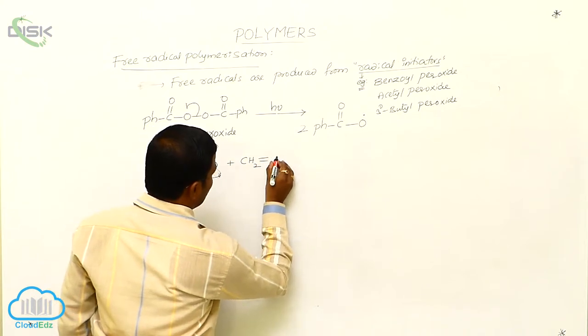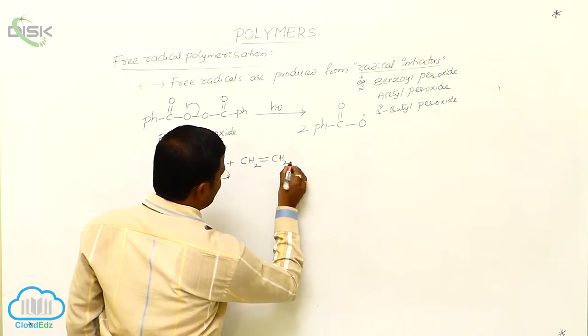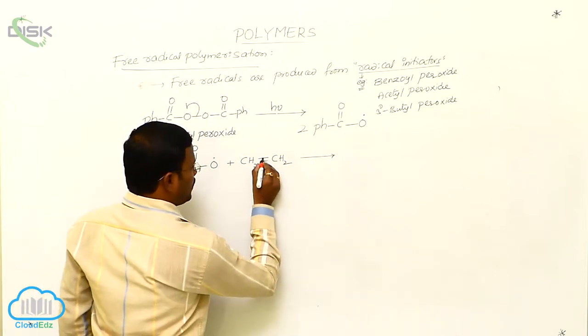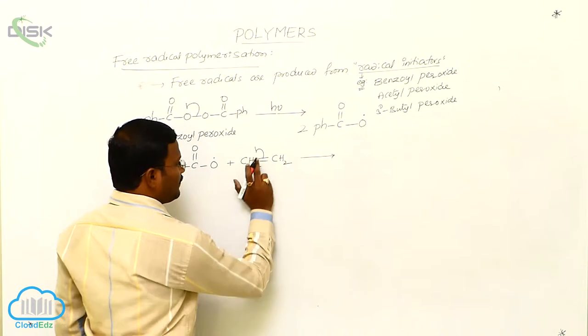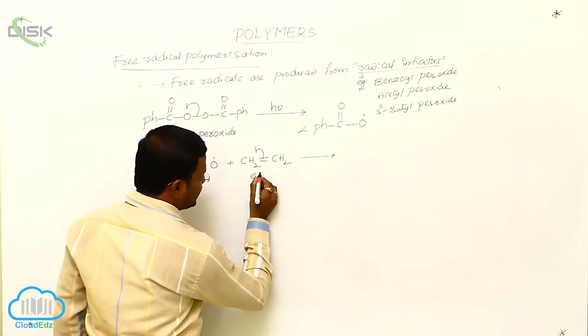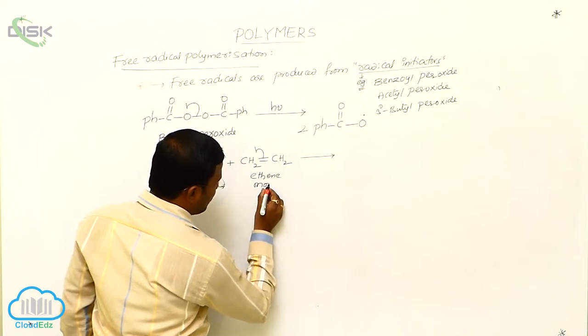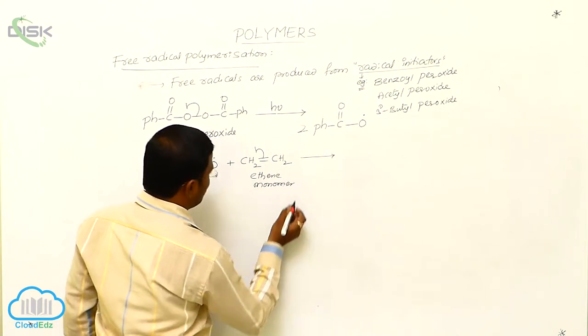Here, the formed benzoyloxy radical, PhC=O radical, is going to interact with a neutral ethene molecule. So the produced radical will promote homolytic cleavage of the pi bond in ethene. What is ethene here? It is the monomer for the formation of our desired polymer.